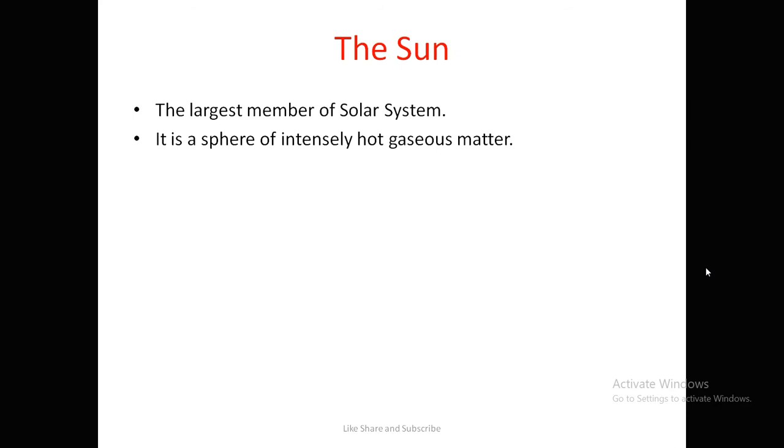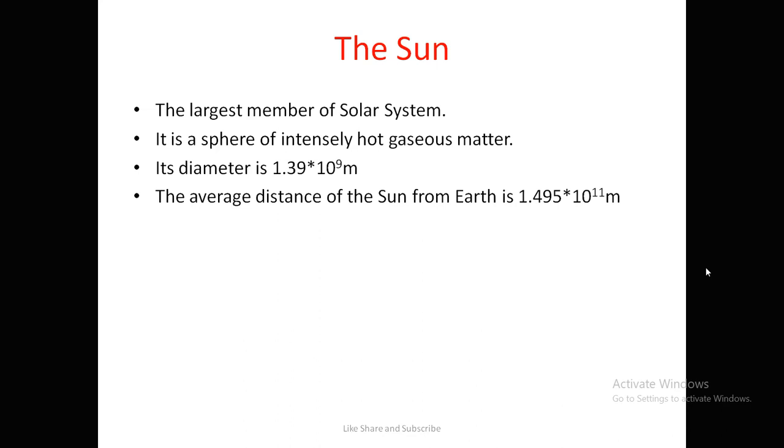It's a sphere of intensely hot gaseous matter. It is constructed as a sphere and contains hot gases that are always burning. Its diameter is 1.39 × 10^9 meter. So the sun has this much diameter, 1.39 × 10^9 meter.